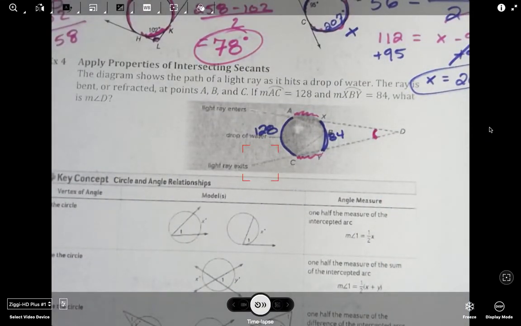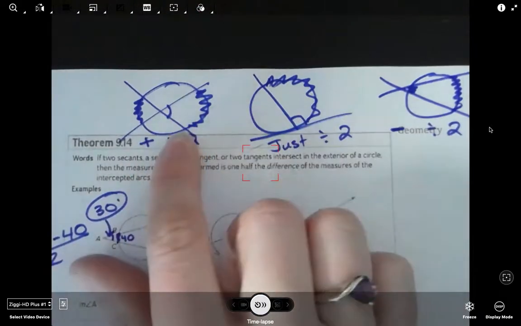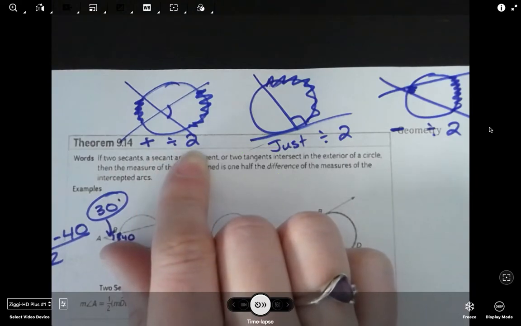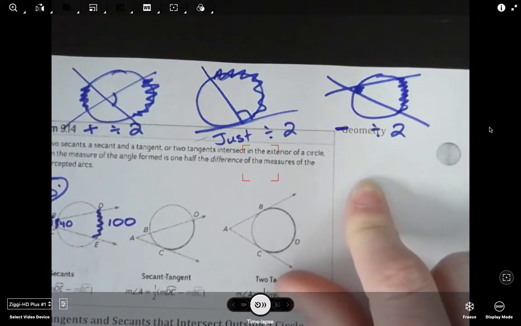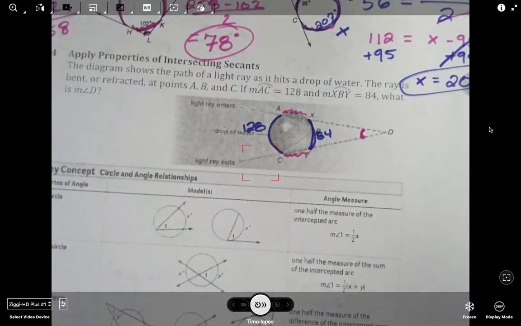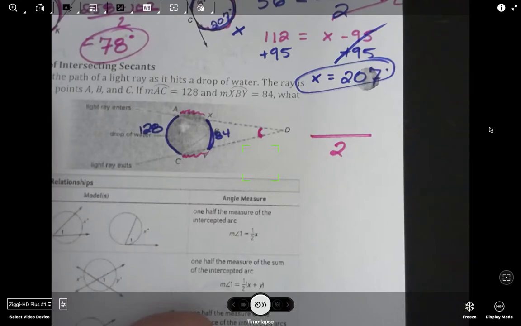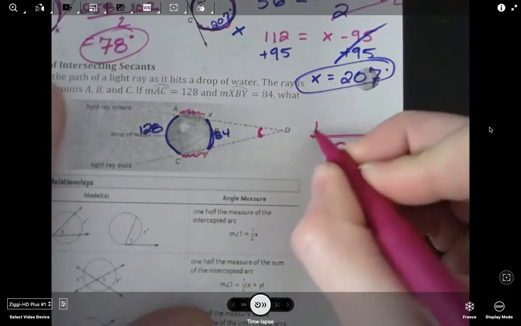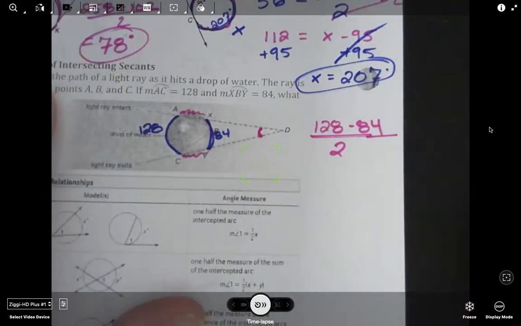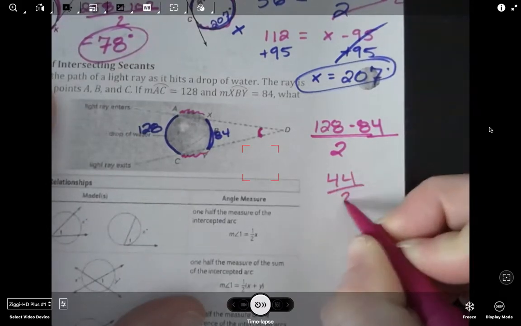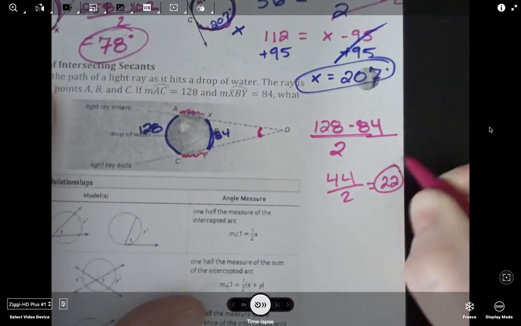Is that one where we have to add them and divide by 2, or subtract them and then divide by 2? You have your little key code up here. If they're intersecting inside the circle, you add them and divide by 2. If they're outside the circle, you subtract them and divide by 2. If it's just on the circle, you just divide by 2. Which one are we doing here? We're subtracting. They're outside the circle. So what am I going to subtract? 128 minus 84, which is 44, divided by 2. Did I do that right? 22 degrees is angle D.